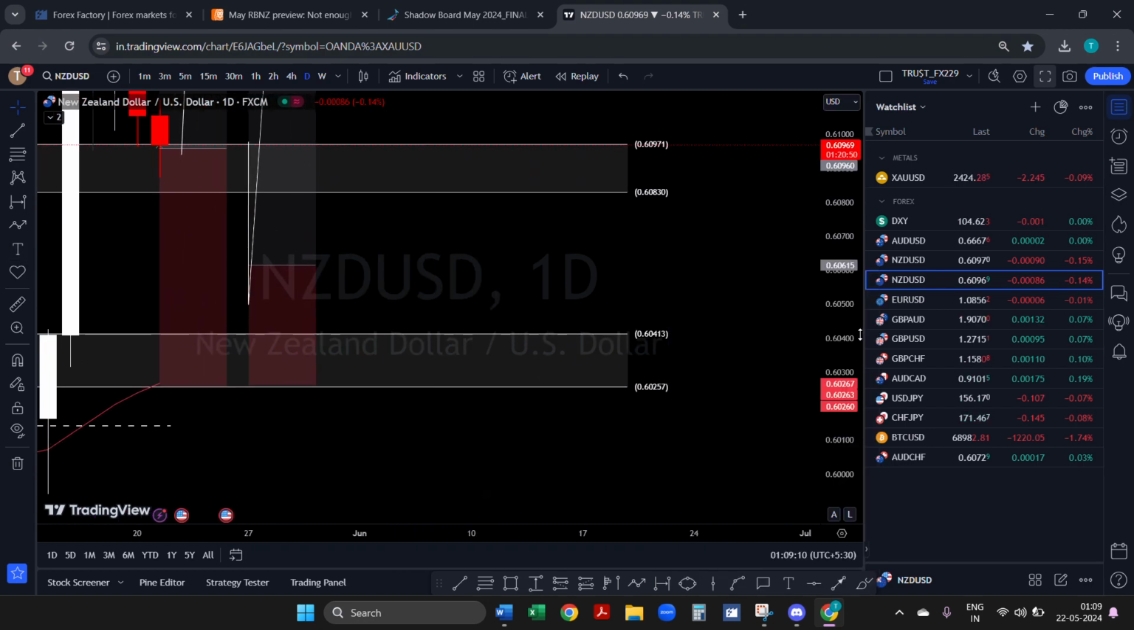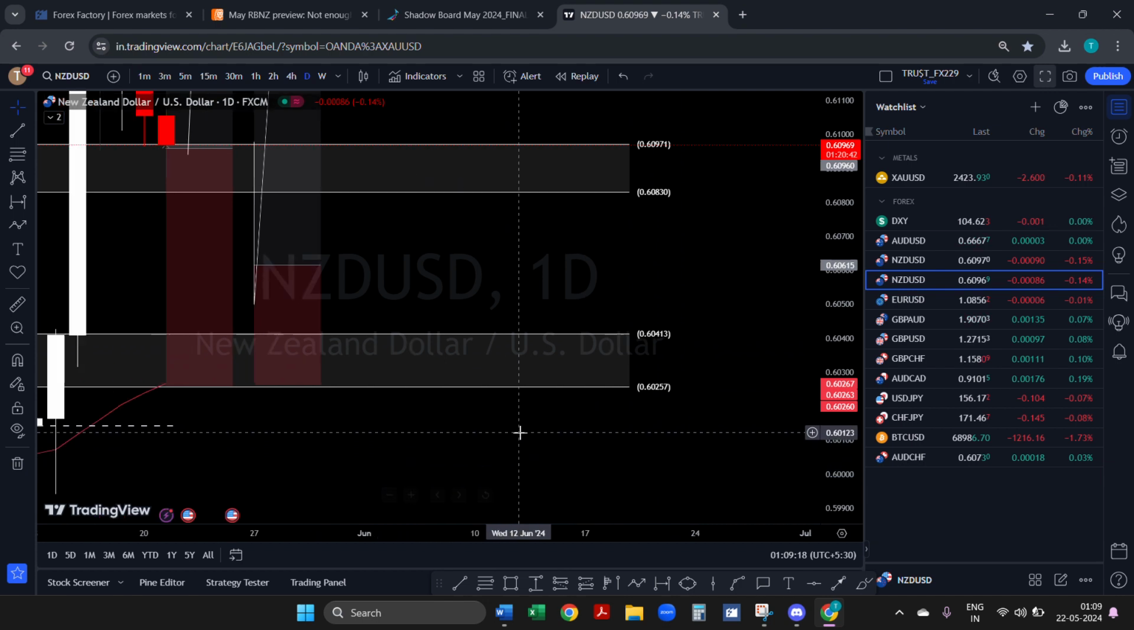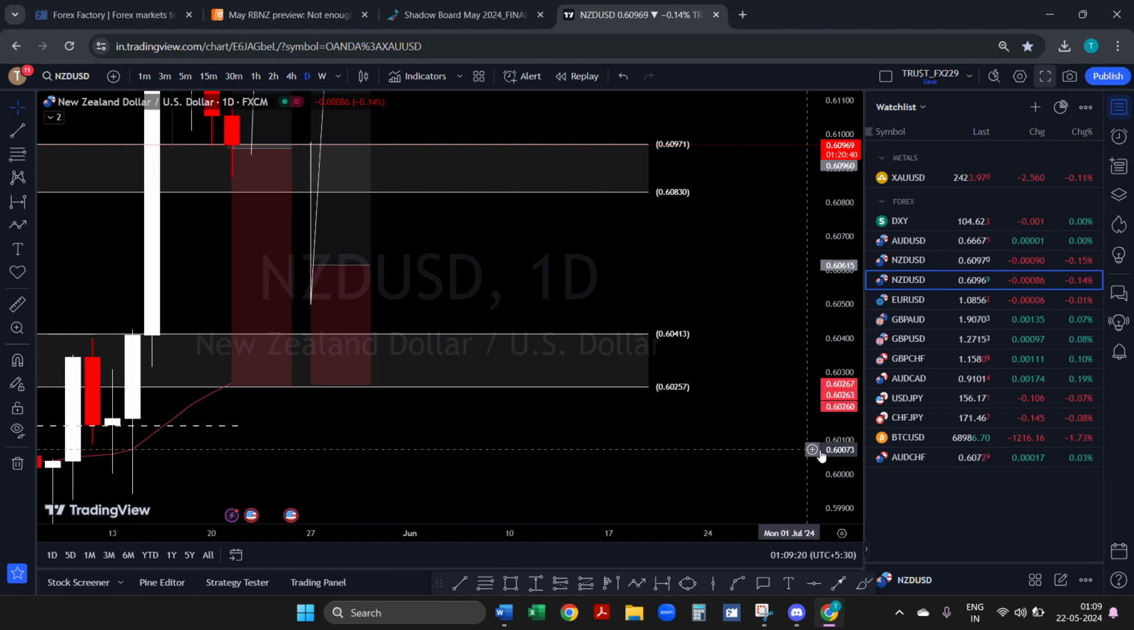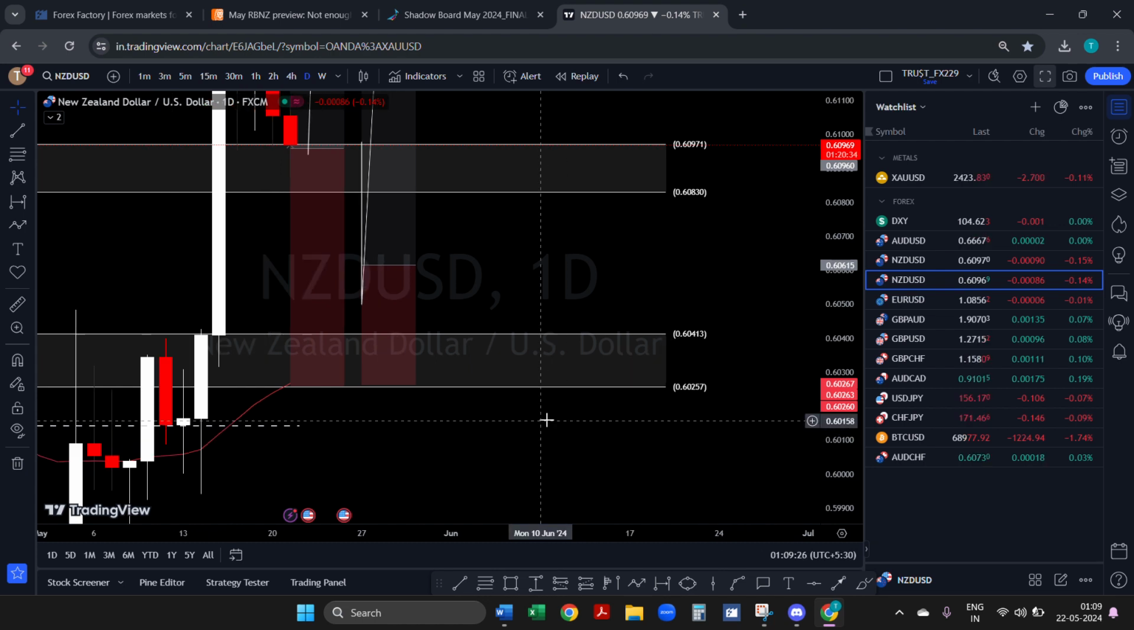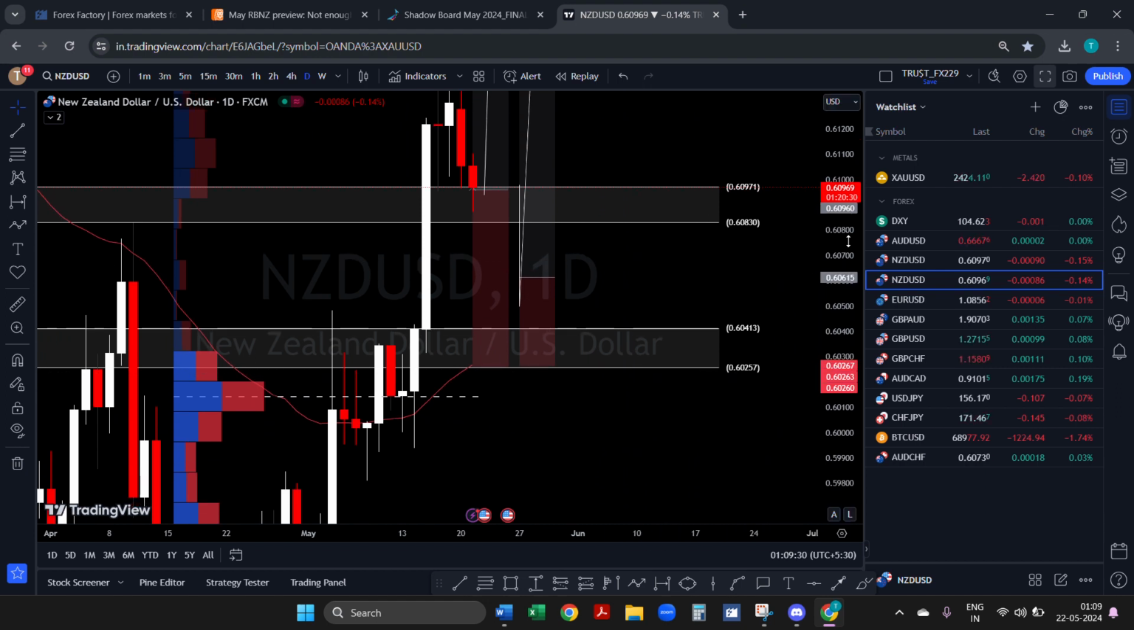What's wrong with my mouse? Okay. So yeah, guys, 0.60413 level, and stop loss is at 0.60260 level. So yeah, fair trade, but let's see what happens.